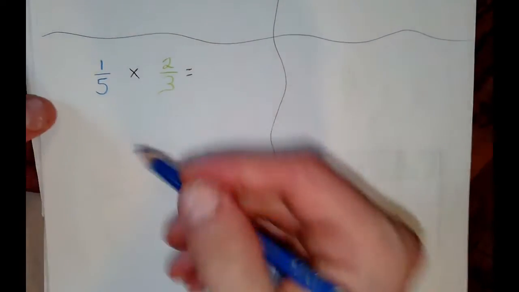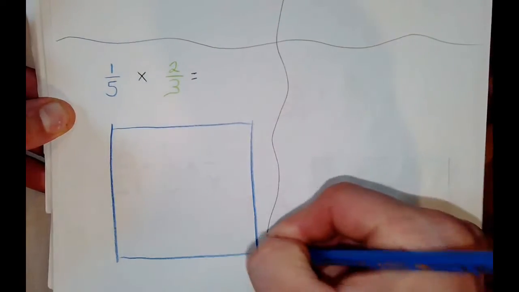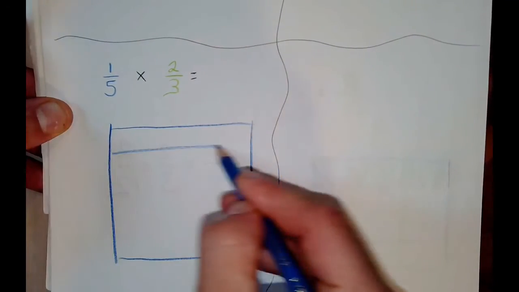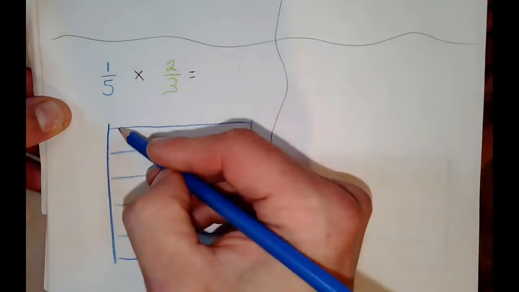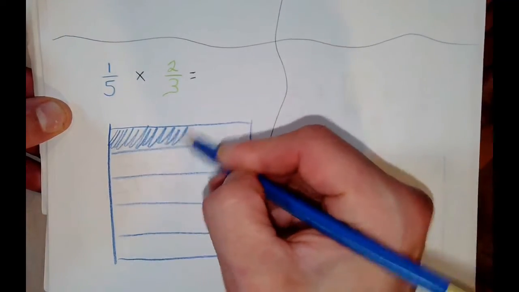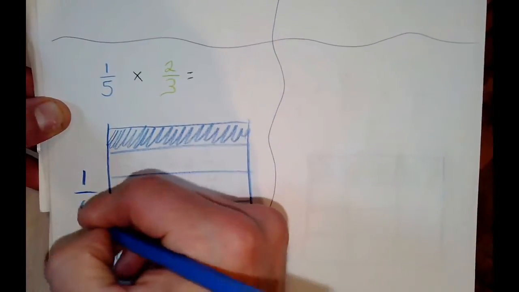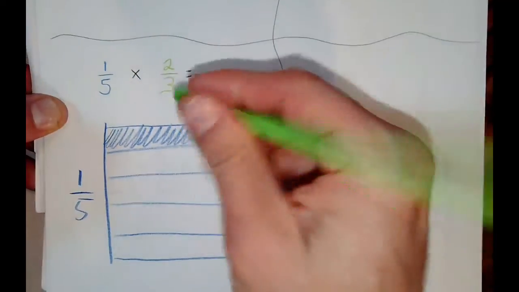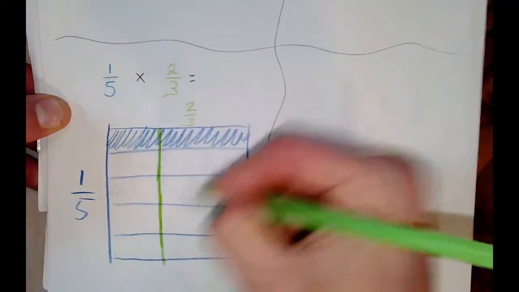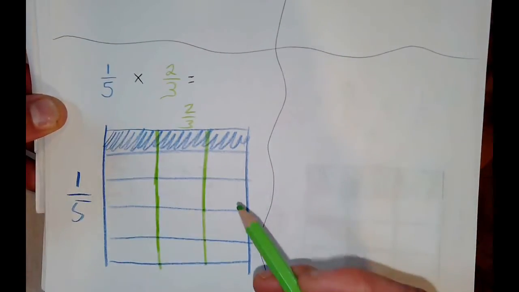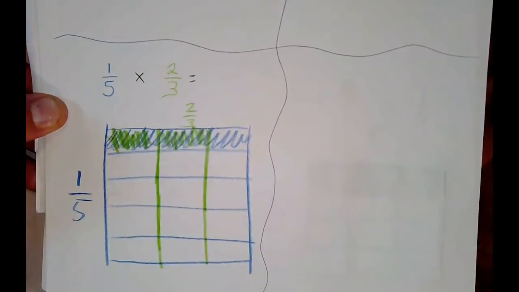1/5 times 2/3. So let's make our whole. We need fifths, so 4 lines. 1, 2, 3, 4. And we are going to keep 1/5. Okay, so we've got 1 piece out of 5. Up here we have 2/3. So we need to make our pieces into thirds. We are going to keep 2 of those. 1, 2 out of 3. And let's see what that gives us.